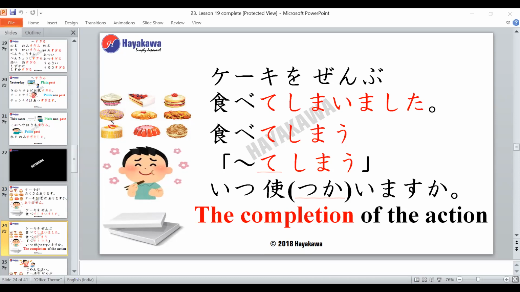When we eat cake, a sentence in the present. We use this form when there's a completion of an action. It's showing you the completion of an action. So here the action that is completed is that you have eaten the cake. You ate all the cakes. There were a lot of cakes present and then you ended up eating all of them. So that is the completion of an action, and that's when we're using this te shimau form. Any doubts so far? No, sir.